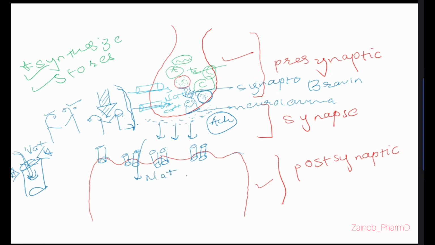When the sodium enters the postsynaptic membrane of the muscle, the resting membrane potential becomes partially neutralized. Why? Because the resting membrane potential is normally negative, say minus 90 millivolts. So when the sodium enters the postsynaptic membrane, it may become minus 50 millivolts or minus 40 millivolts. This small fluctuation in the resting membrane potential is known as the end plate potential.